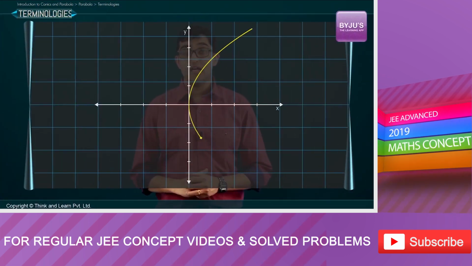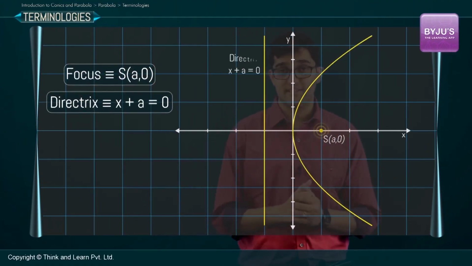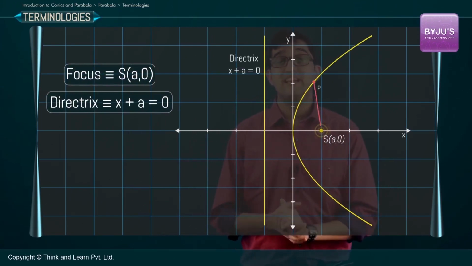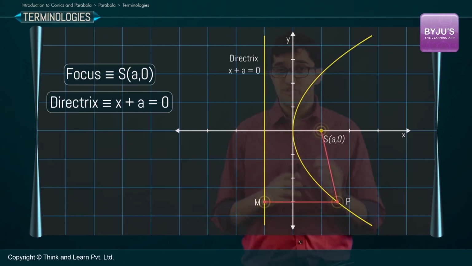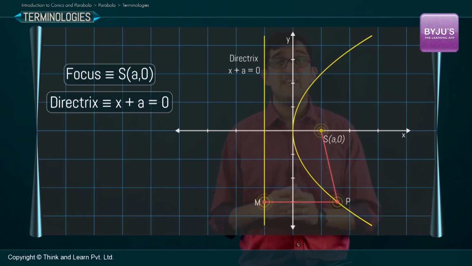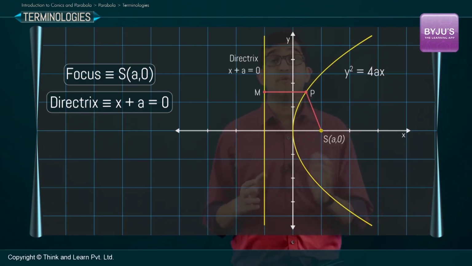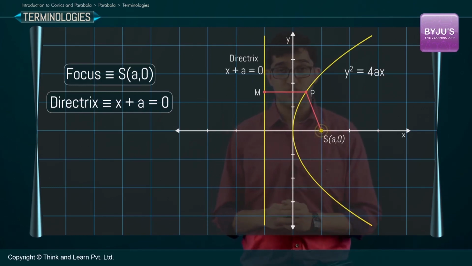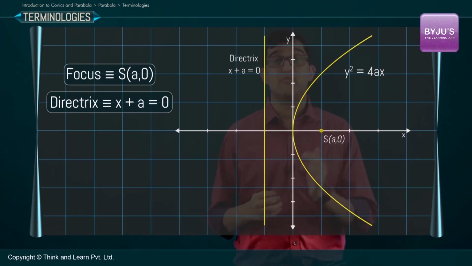Here is a parabola with the focus at (a, 0) and the line x plus a equal to 0 as a directrix. Since the eccentricity of a parabola is 1, we have PS is equal to PM for any point P on the parabola. Using this relation and simplifying, we get the equation of the parabola as y square is equal to 4ax. This is the equation of a parabola with focus (a, 0) and directrix x plus a equal to 0. This will be our standard parabola for deriving relations and properties.